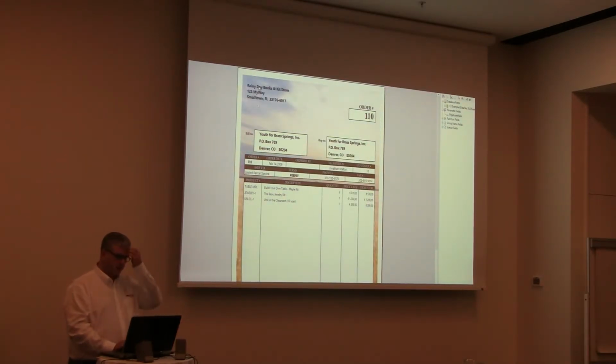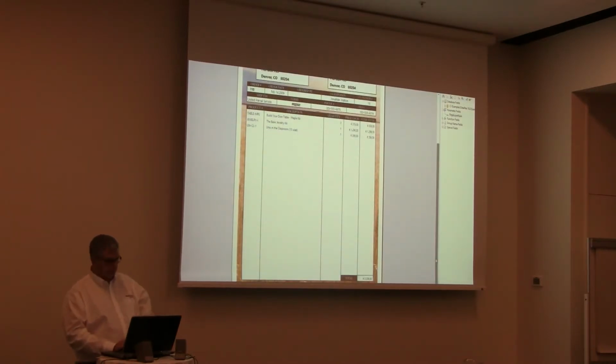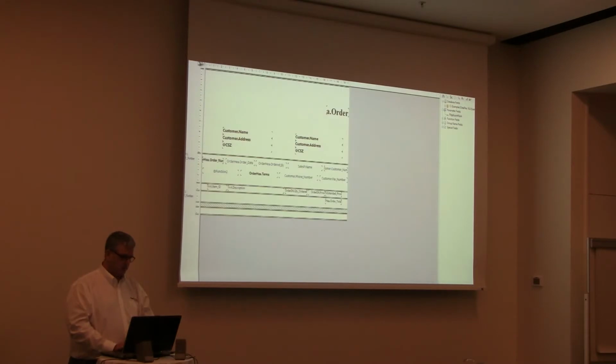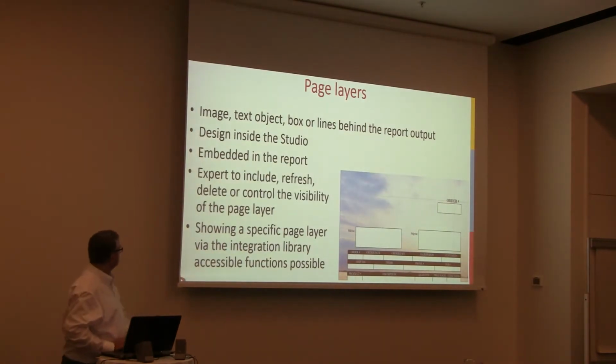This page layer does have a static text here. The other one didn't have that. But the layout, the white areas are the same. So that is the requirement in that case for a page layer. But it nicely fills in the space inside your report. Down here, you see that order total at the end. That is the page layer in action. Let's go back to the presentation.